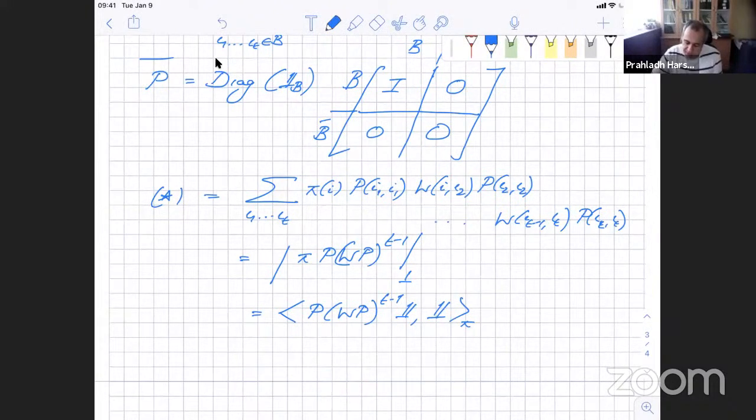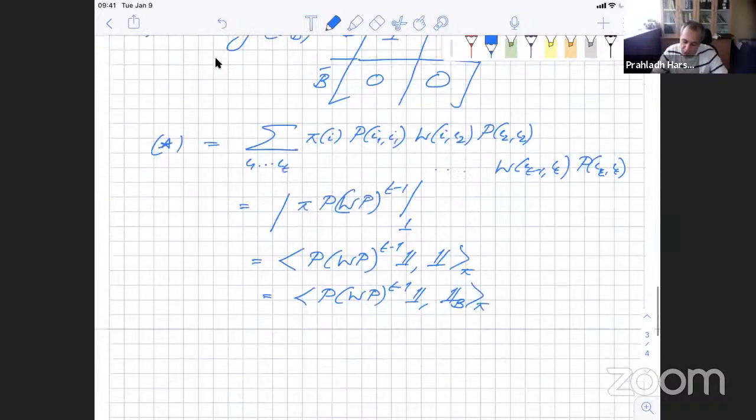What I want to say is this is actually the same, because this vector is only supported on vertices in B, because of the last P, it just zeroes out everything outside B. This is the same as PWP^(T-1) 1, 1_B. Nothing has changed by doing this.